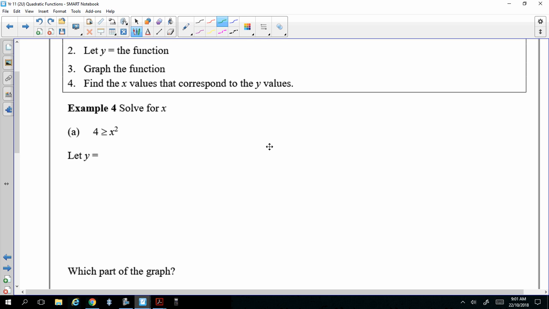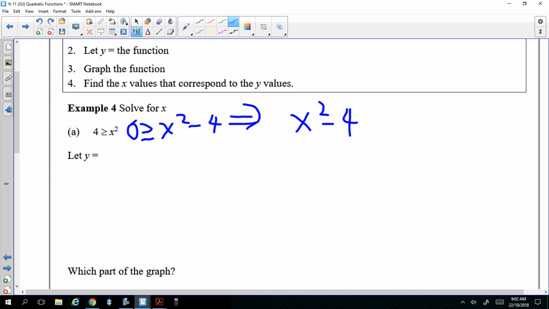First step, let's rearrange. So we're going to write x squared minus 4 is less than 0. And then maybe write it again so that it's on your right side. Right, always put the 0 on the right so it's easier to read. And you're going to let y equal to x squared minus 4. So you're going to draw this graph.